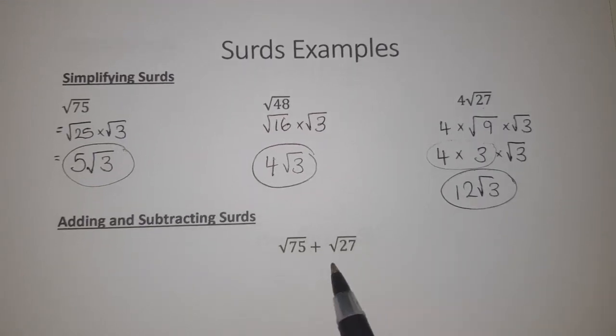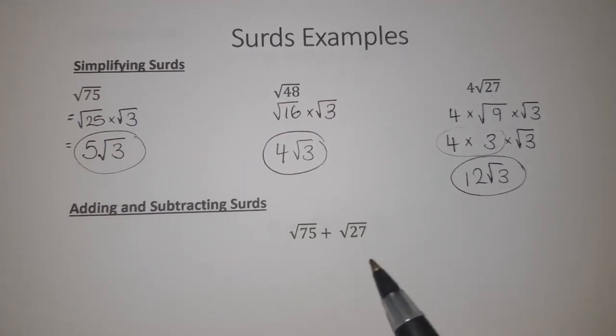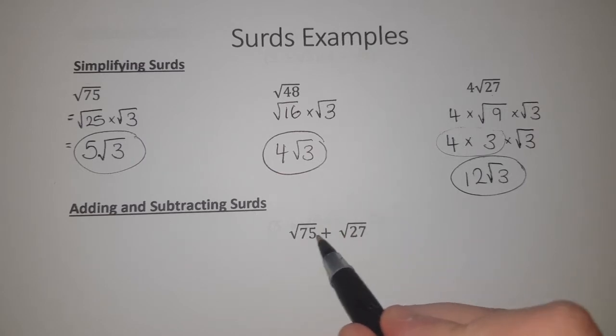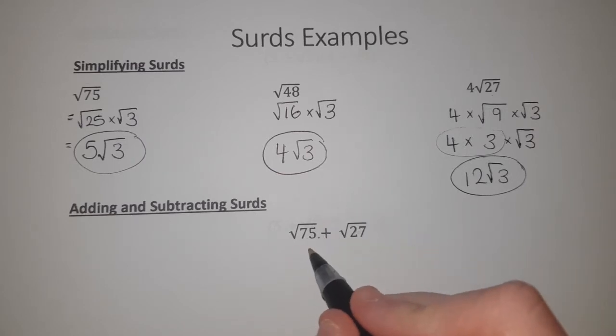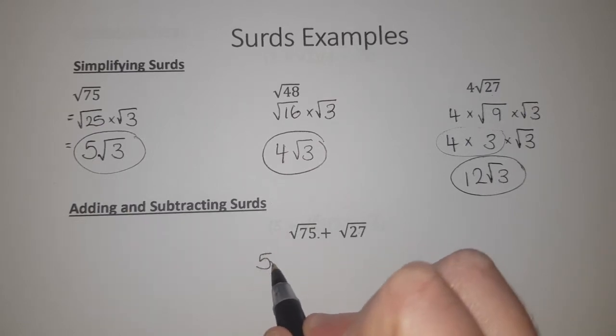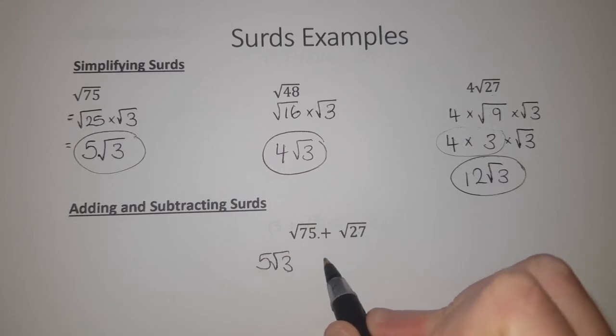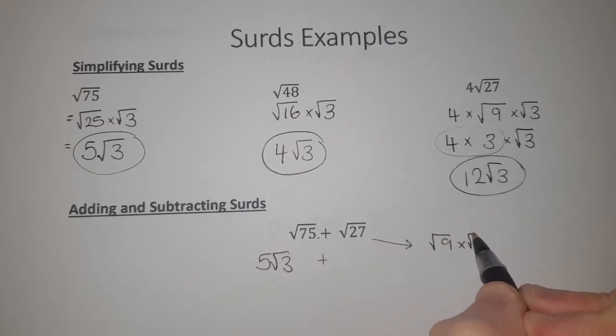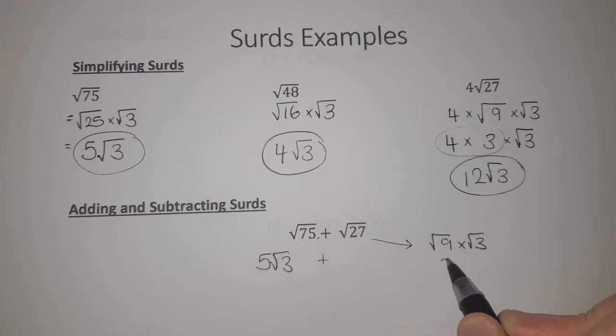Right, when it comes to adding and subtracting surds, what you need to do is get them so that they've got the same number inside the square root, so you should recognise the two square roots we've got here. Square root of 75, we've already worked out there, is just 5 root 3, and square root of 27, remember we could say is root 9 times root 3. Square root of 9 is just 3, so that's 3 root 3.